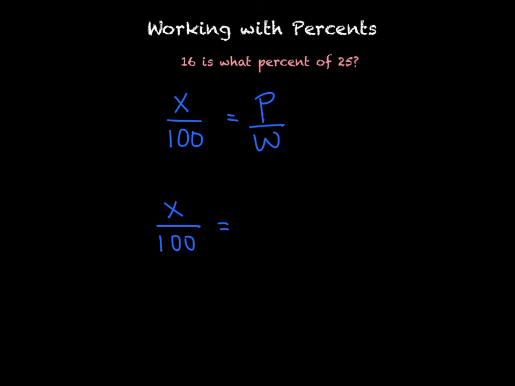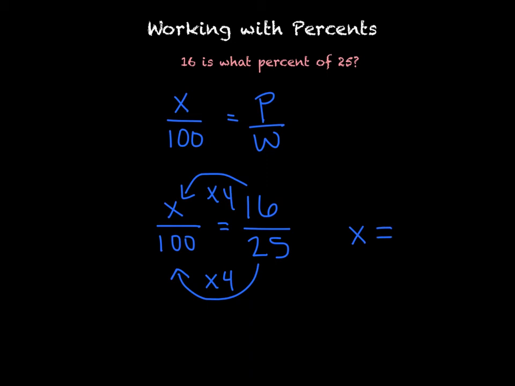And then I know 16 is what percent of 25. So I know that 16 is my part and my whole is going to be 25. So now all I have to realize is that 25 times 4 is going to give me 100. And so all I have to do is 16 times 4, and that's going to give me my percent. So my percent would end up equaling 64 over 100, or we would say our percent is 64%. I really like this way. I like using proportions to solve things.